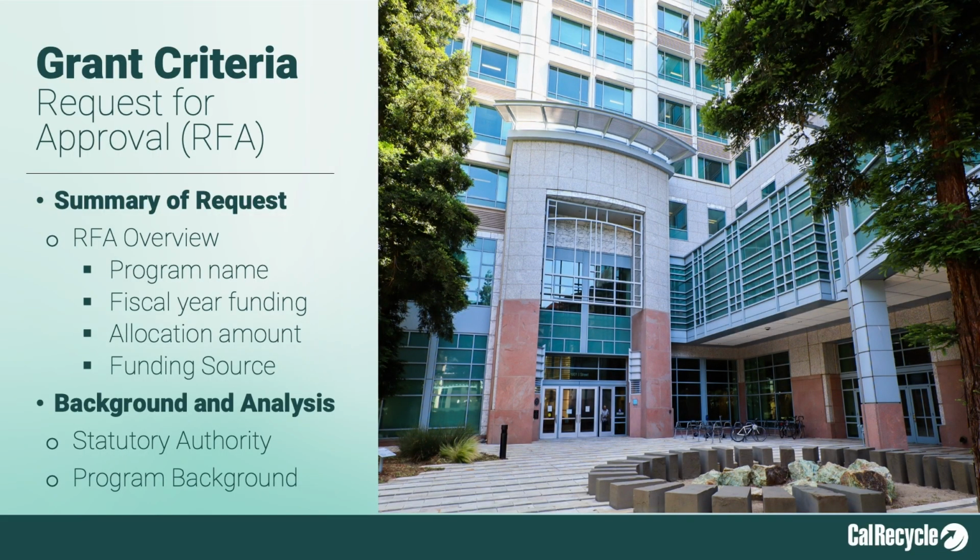Within the criteria RFA is the summary of request, which provides a brief description of the proposed outline of the particular grant program cycle. The program background and statutory authority provide relevant information describing the purpose and scope of the grant and the statute or regulations for the program. This includes a breakdown of the funds allocated based on funding availability.